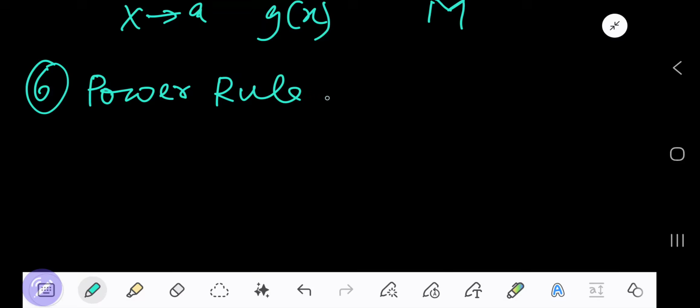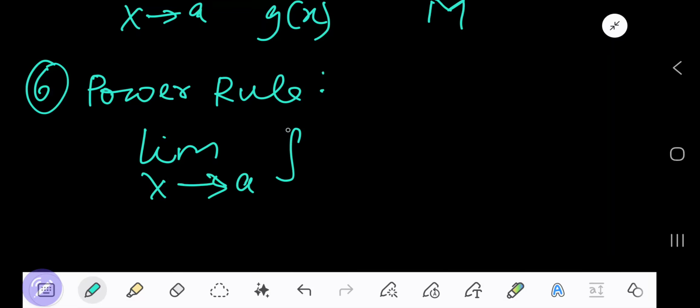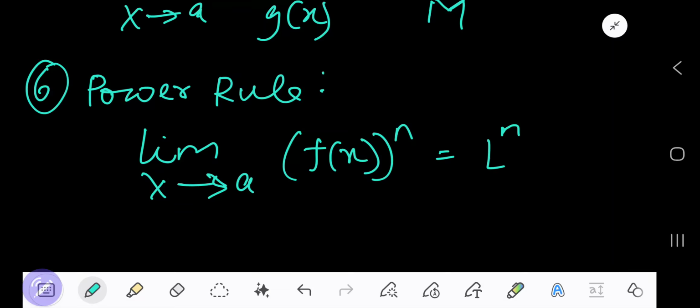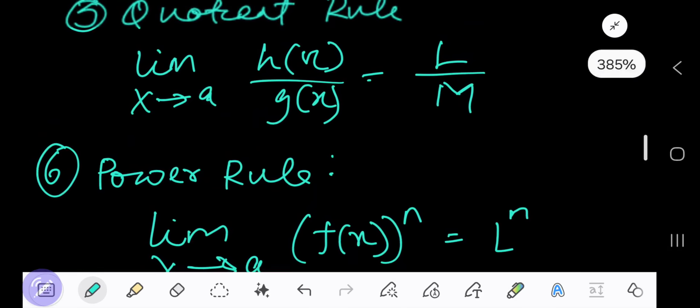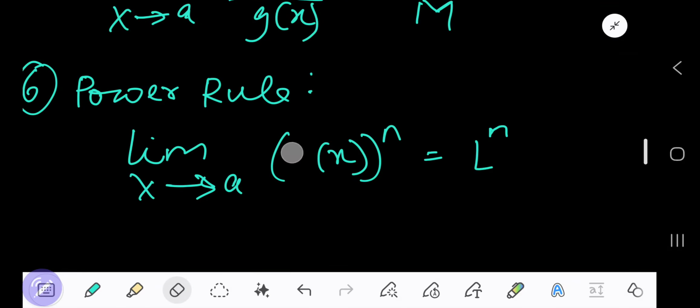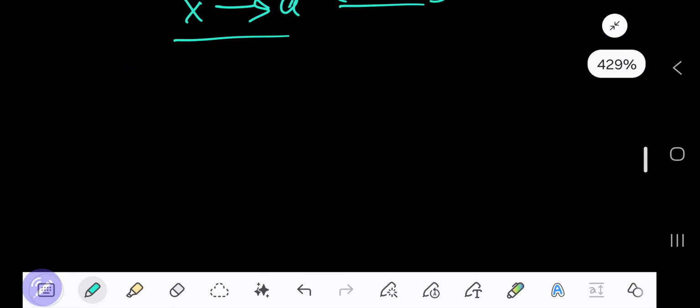The power rule. You can pause the video and copy down these rules. So, the power rule says that the limit as x approaches a of h of x raised to n is equal to L raised to n, because the limit as x approaches a of h of x is L, and the power just remains the same.